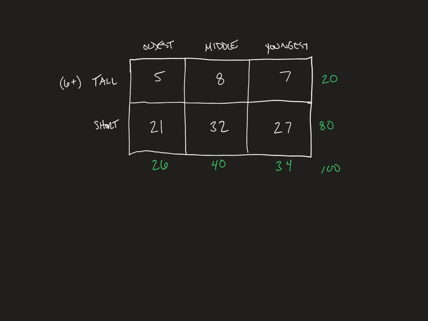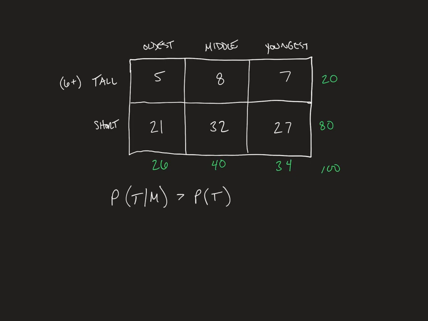Now, my hypothesis is that tall people are more likely to be the middle child. And so what I'm going to do is test this hypothesis using the independence formula. So I'm hypothesizing that if you are tall, you're more likely to be a middle child. So I'm saying that the probability of being tall, given that you're a middle child, should be greater than the probability of just picking a tall person from the general population.